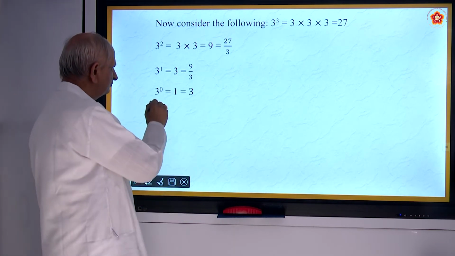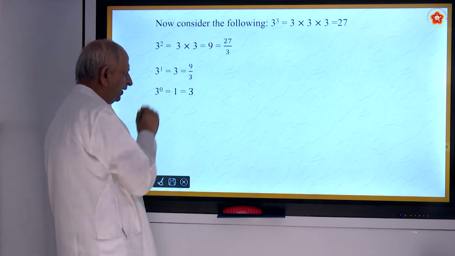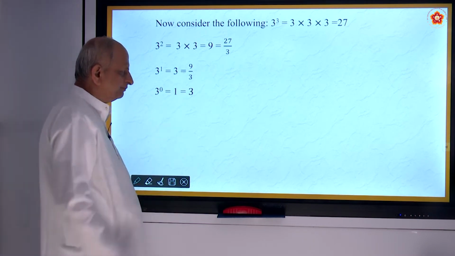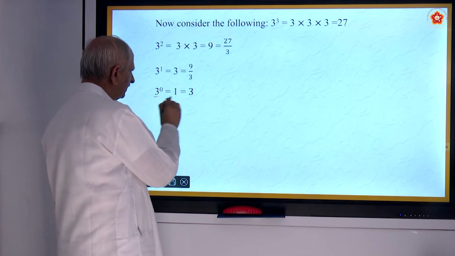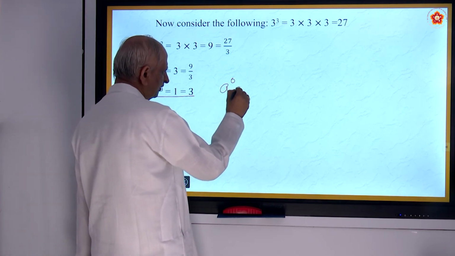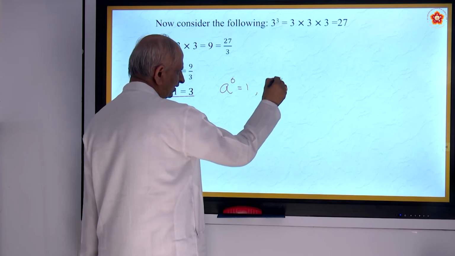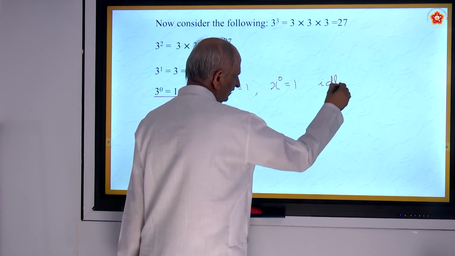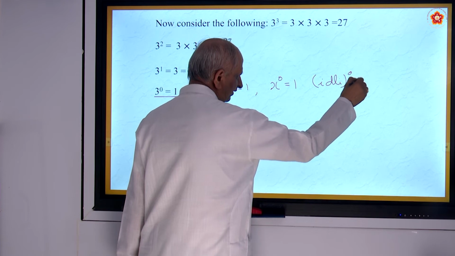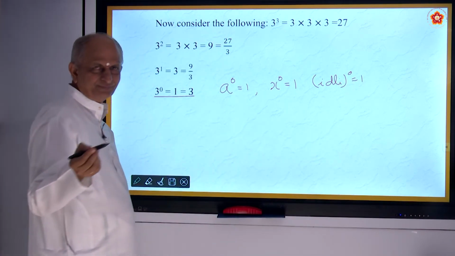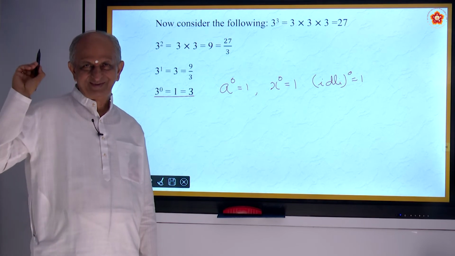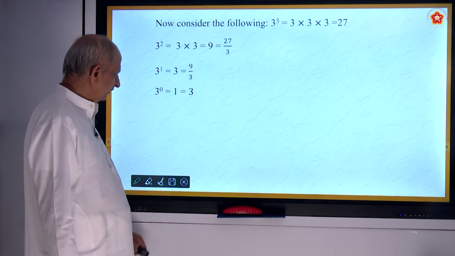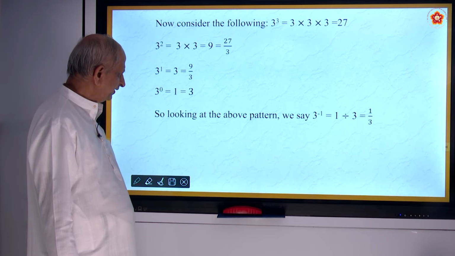And what about 0 then? The value of 3 to the power of 0 is 1. And how did we get it? 3 by 3, 3 by 3 becomes 1. So this is a very important thing. Anything to the power of 0: suppose you have a to the power of 0, that is also 1. x to the power of 0 is 1. Anything to the power of 0 will be equal to 1. That is a very important formula as far as exponents are concerned.